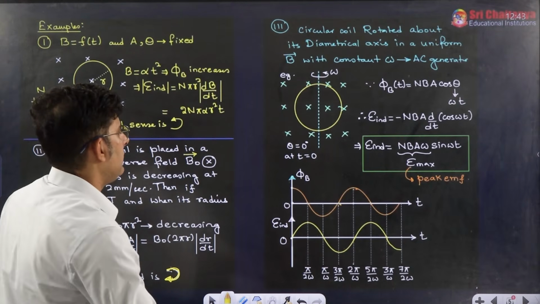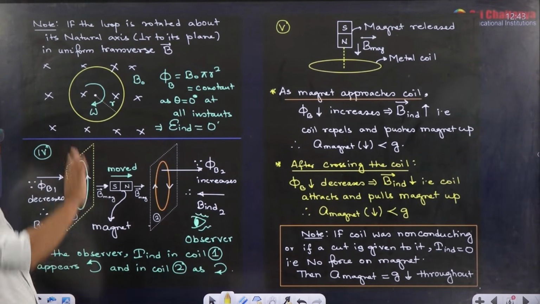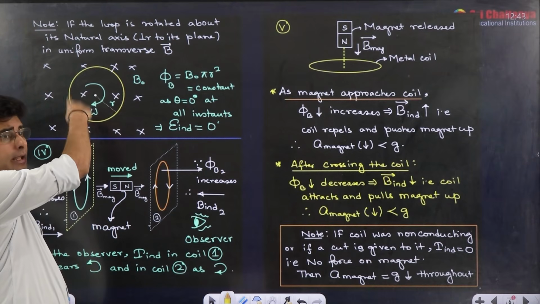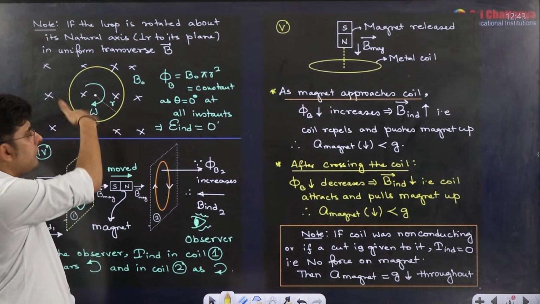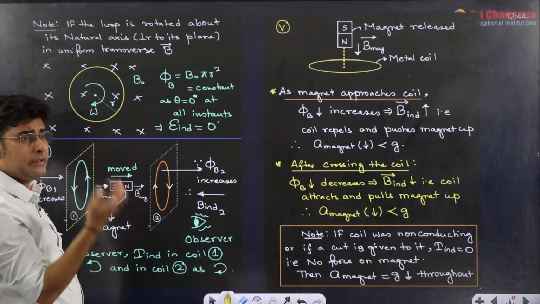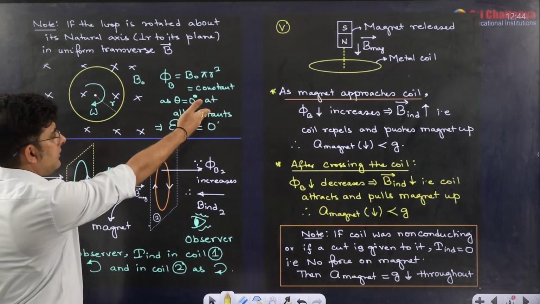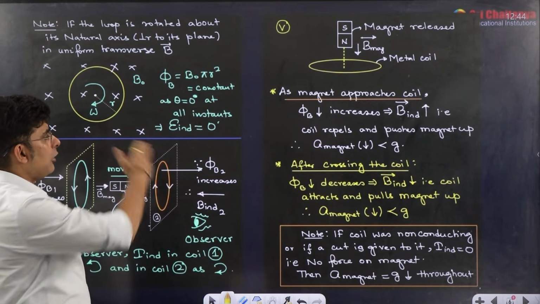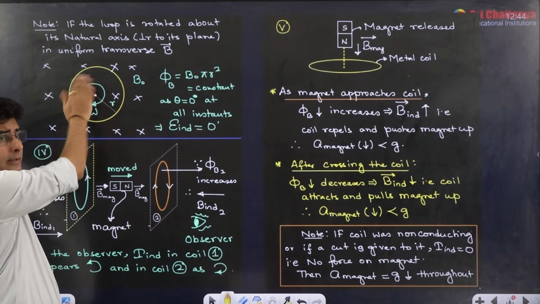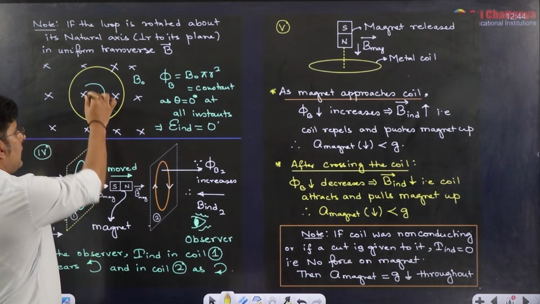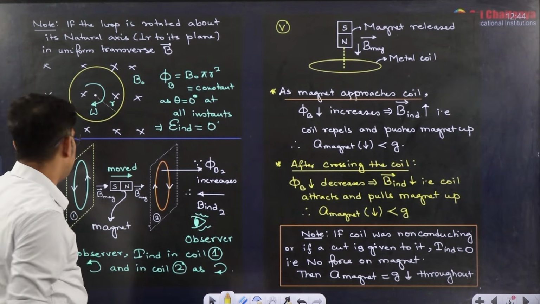This is one very important case. Next, if the loop instead of diametrical axis, we would have rotated about natural axis. If you rotate it about natural axis, at every instant you will see the figure like this only. Neither B is changing, nor area is changing, nor the angle between them is changing. So flux is constant, so theta is 0. At all instants, induced EMF is also 0. So even if it is rotated like this, axis of rotation is natural, perpendicular to the plane, so induced EMF is 0.